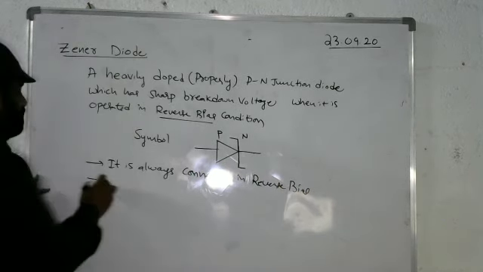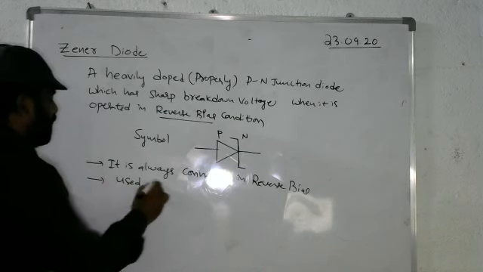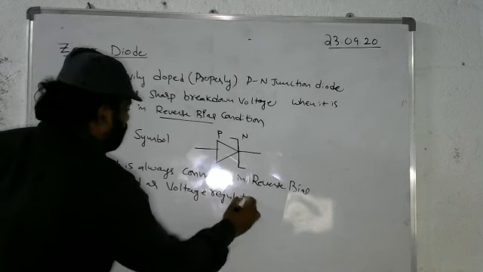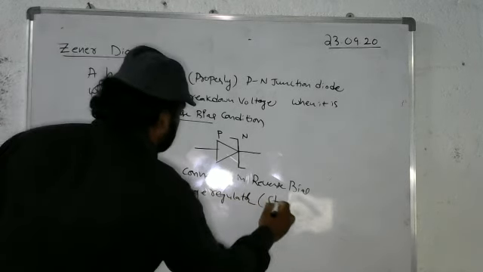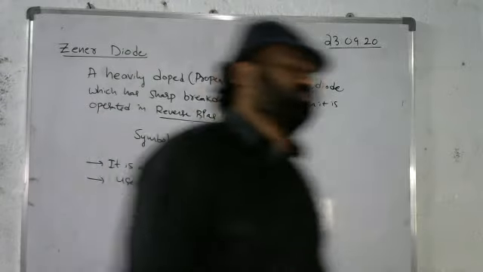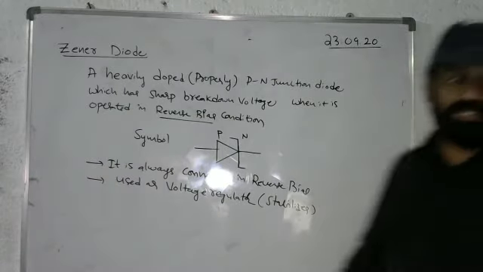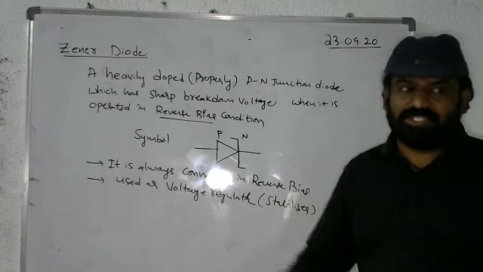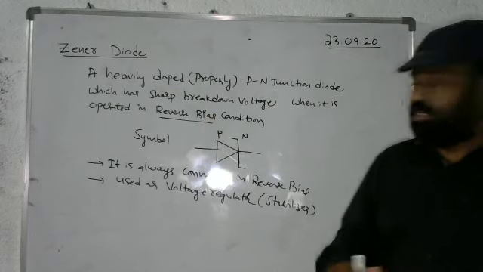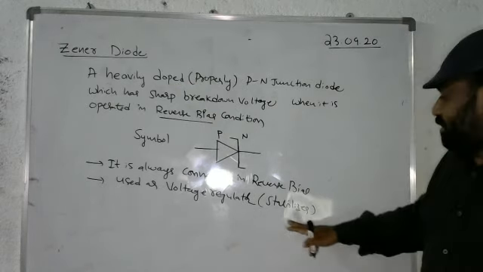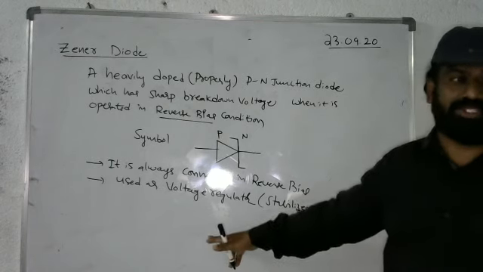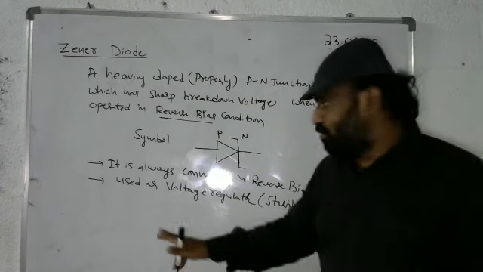In reverse bias condition, this Zener diode is used as a voltage regulator. What is meant by voltage regulator? Voltage regulator means nothing but a stabilizer, a voltage stabilizer. In our households we use stabilizers to control the voltage, for ACs, fridges and TVs. There is a Zener diode there. It is used as a voltage regulator, meaning a stabilizer. It regulates, that is, it controls the voltage. This is called a voltage regulator.